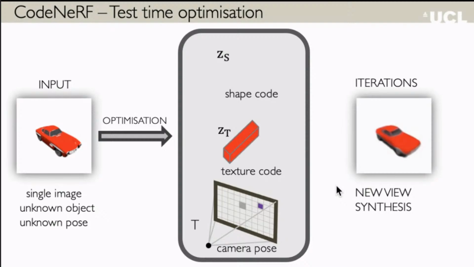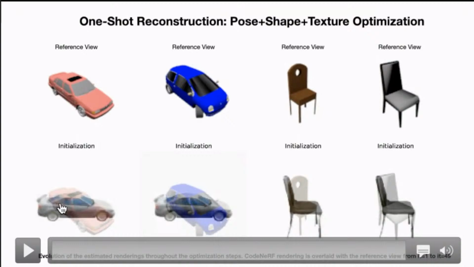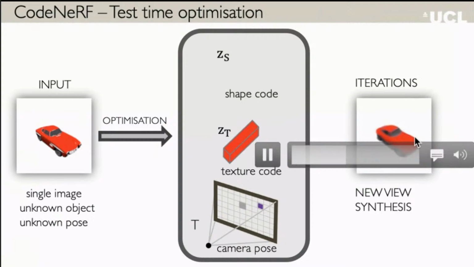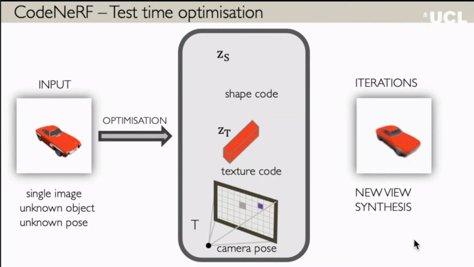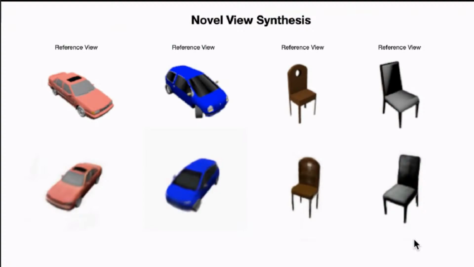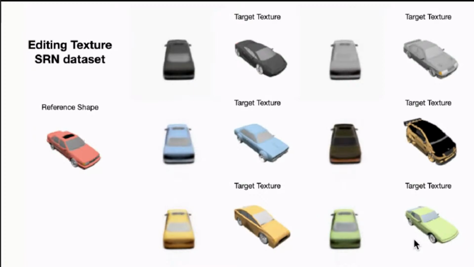And here you've just seen how the optimization works. Let me just play this video again. So these are the iterations of the test time optimization. And once we've optimized, we can then render the car from multiple viewpoints. The exciting thing is that we can do novel view synthesis after optimizing the shape codes and the texture codes. But what's exciting is that we can also edit shapes and we can also edit textures.